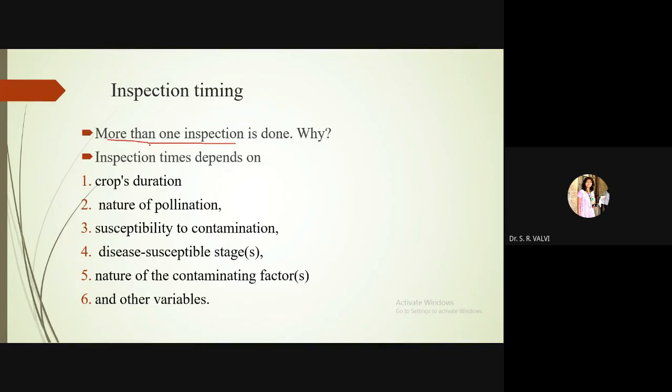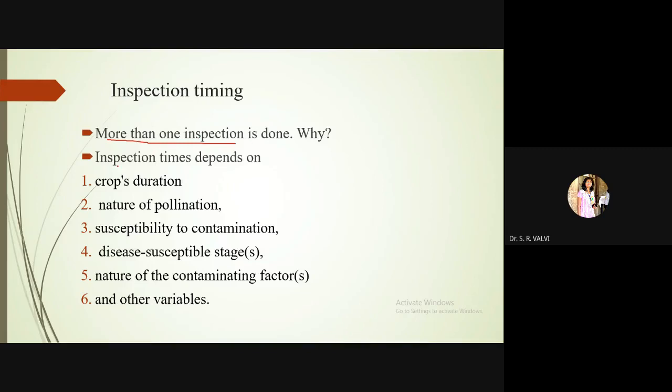Getting? So at first sight you are not going to observe all the characteristics, right from the seedling stage till the fruit setting stage, right? So here more than one inspection should be done so that you have knowledge about their seedling, their pre-flowering stage, then flowering stage, then fruiting stage, then harvesting, then storage. So all these characters should be inspected at different stages. It should not be inspected only once. Okay, so that's why more than one inspection is done.